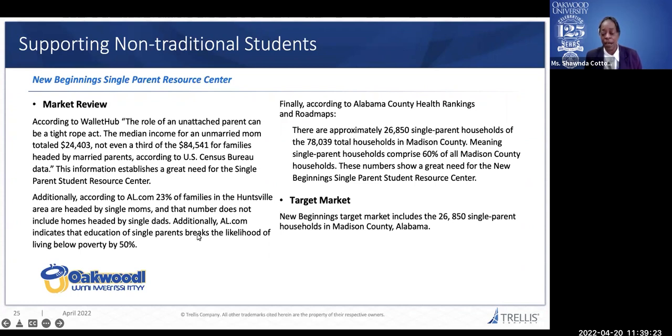And so we tested the market at first with New Beginnings to see how it would go. And so you can see that there was 60% of the homes being headed by unemployment, by single parents, and them being not able to work and go to school without a program and help, that was helpful. Next slide.